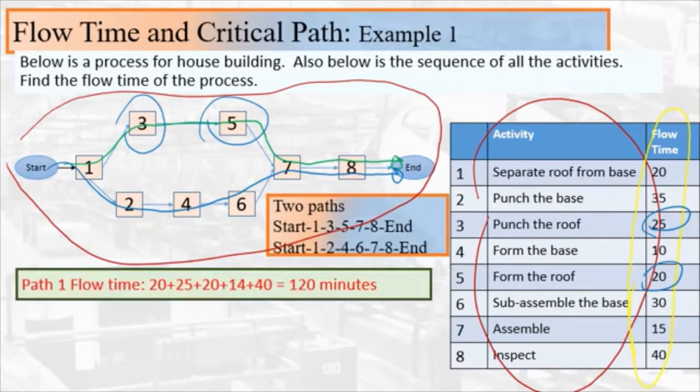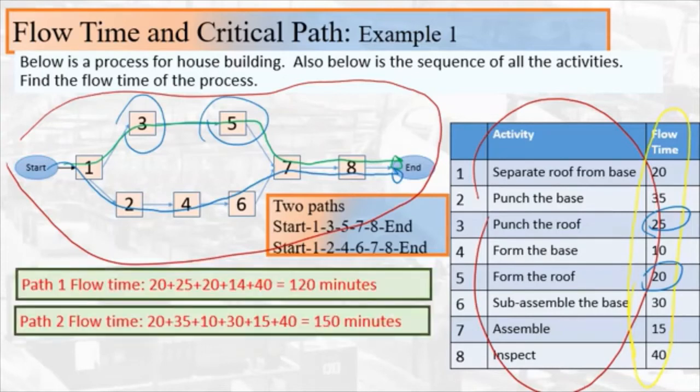So let's sum all the differences. For path 1, we just add up the times, 20 plus 25 and so on, and we get 120 minutes, while the other one we sum and we get 150 minutes. And obviously path 2 is the critical path because it's the longest. It's quite simple. It's always the longest path that is the critical path.